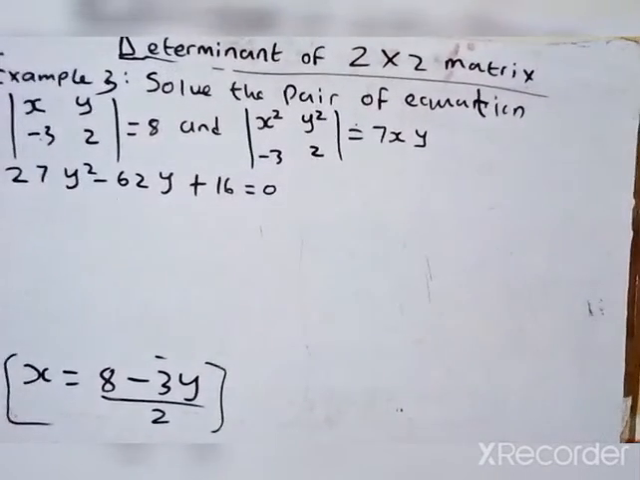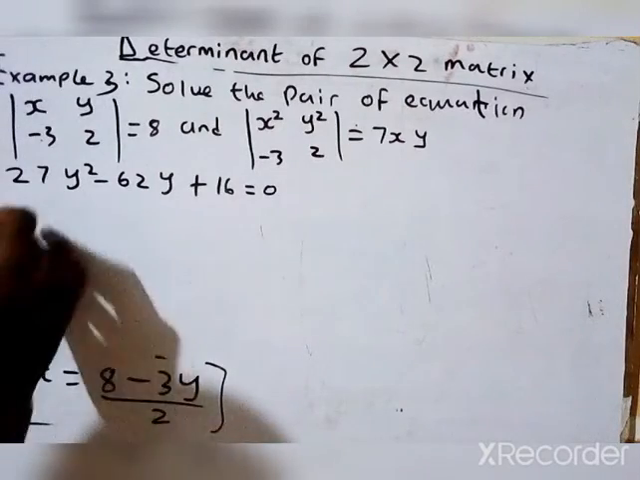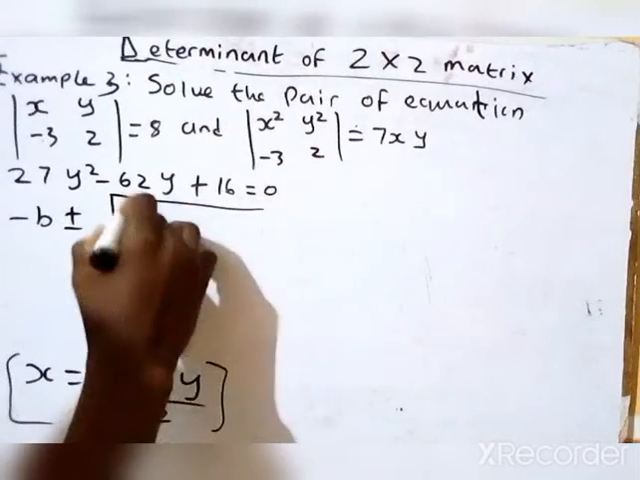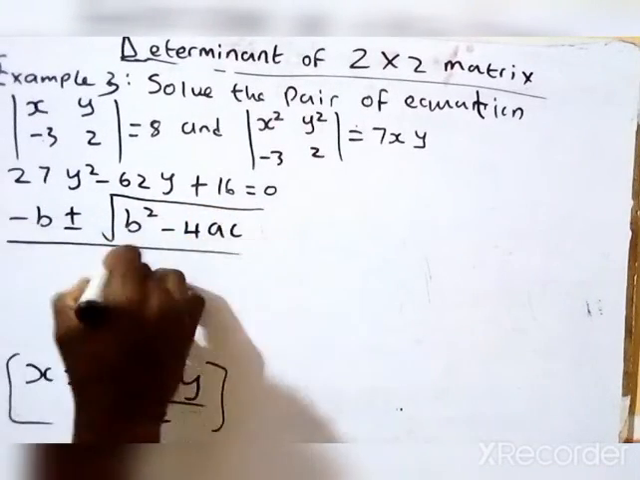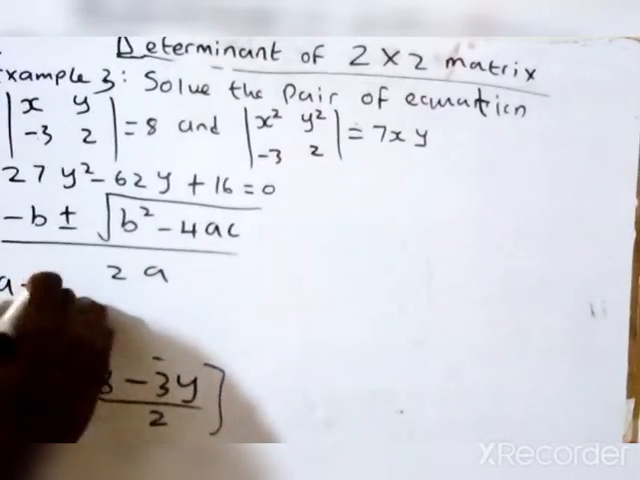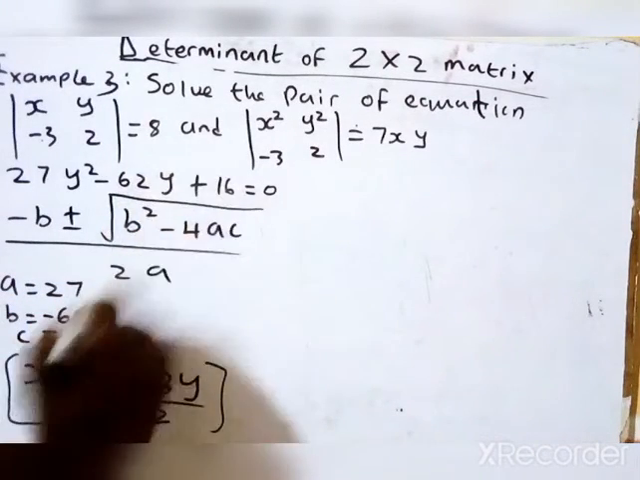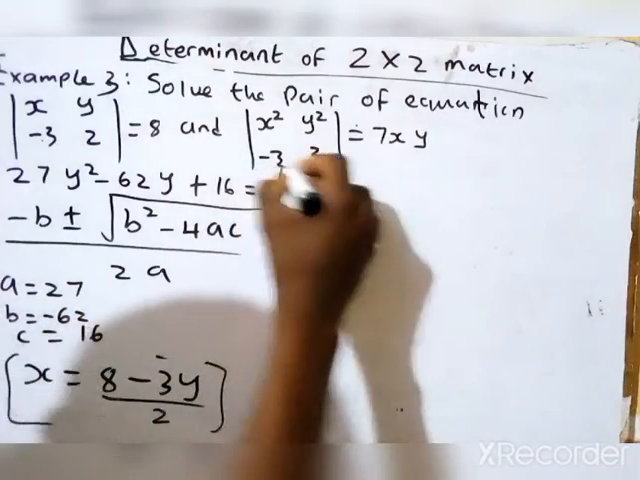So we can solve this quadratic equation using the quadratic formula, minus b plus or minus square root of b squared minus 4ac, all over 2a. So from this place, our a is 27, our b is minus 62, and our c is 16. So now we can solve using the quadratic formula.